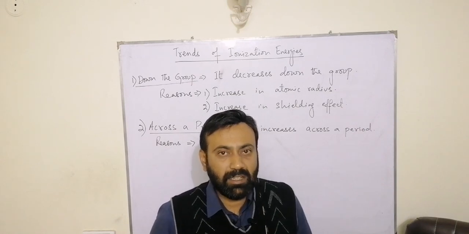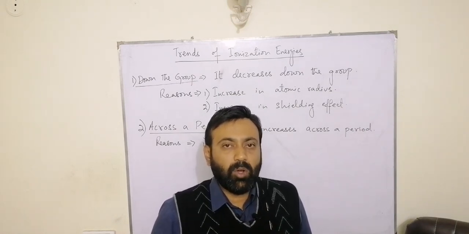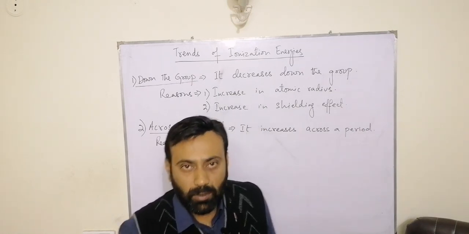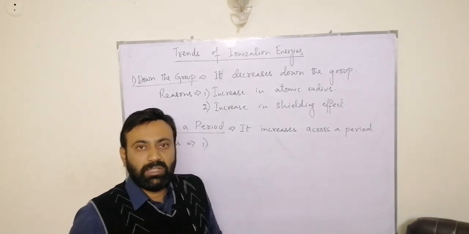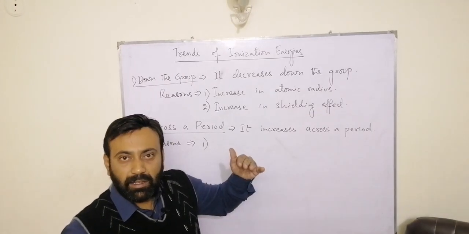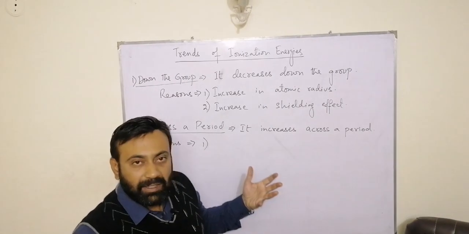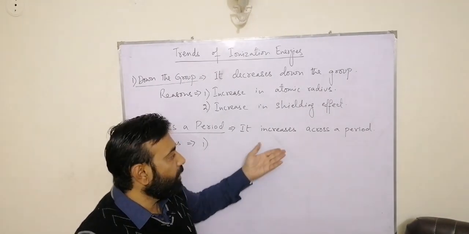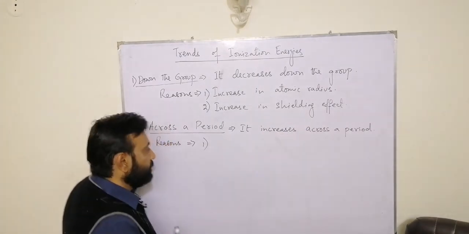And when there is a decrease in atomic radius, there is a greater amount of energy required to remove the electron. So these are the two major reasons which explain the general trend of ionization energy across the period.